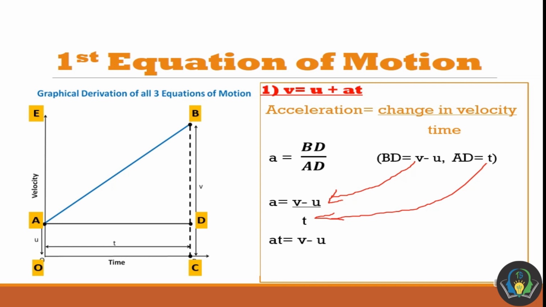Now changing the whole thing, taking the T on the other side, we'll be able to get AT, T gets multiplied, equals to V minus U as it is. So finally, if I am taking this minus U on the other side of the equation, that will be giving me something like this: V equals to U plus AT. So this is the required equation as we have mentioned in the beginning. So this is the first equation of motion. Let's move forward.